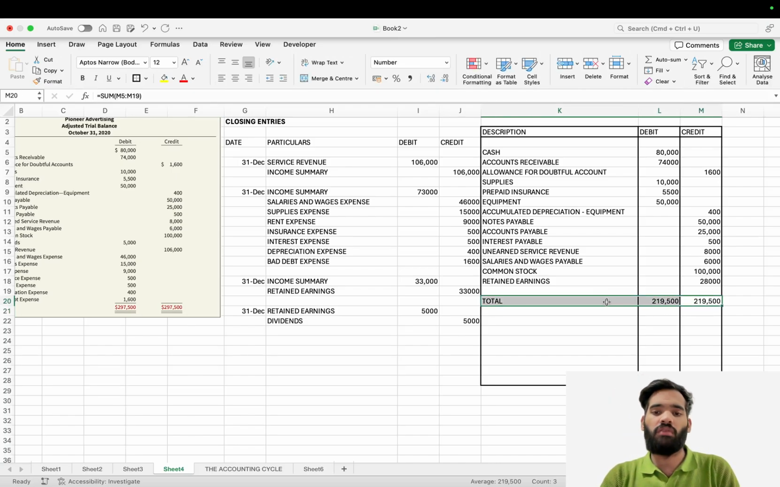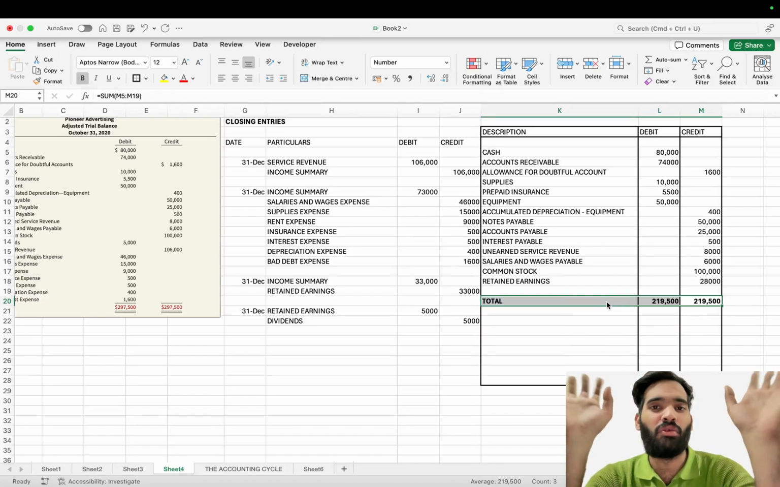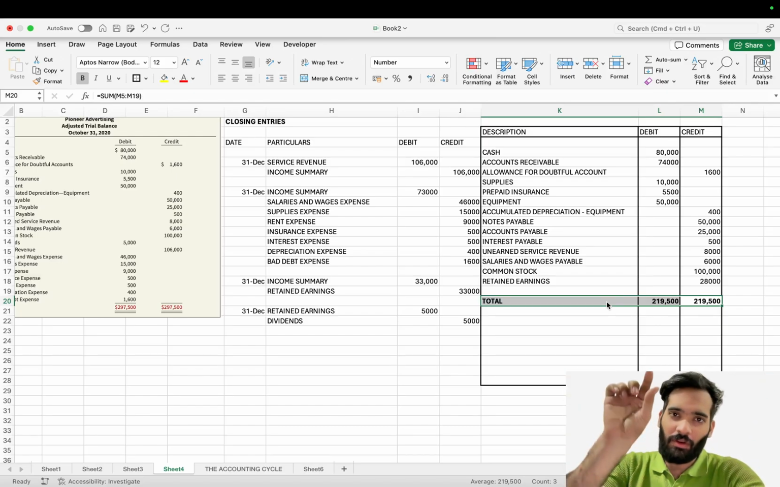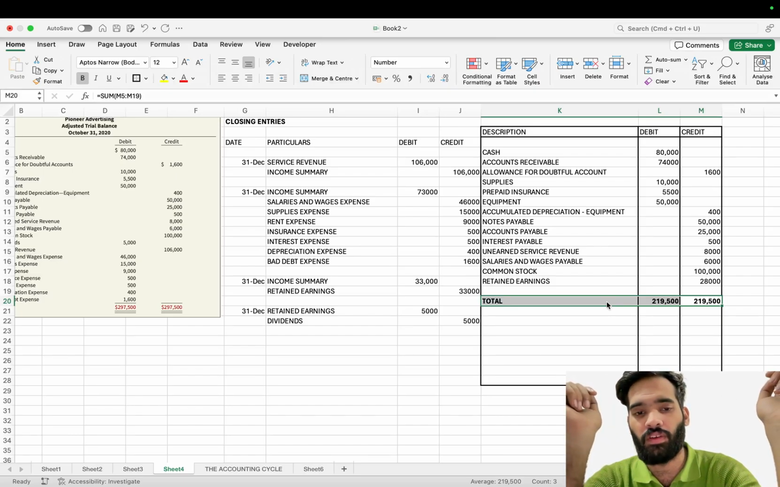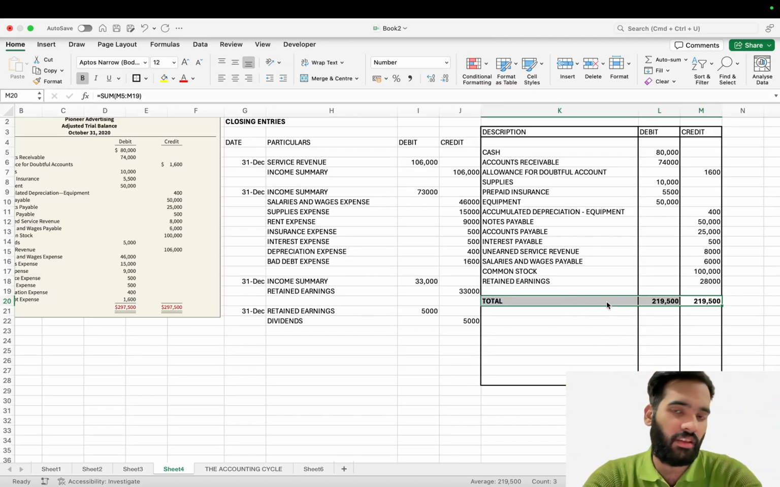I hope you saw it's very easy. It's literally just copy paste the adjusted trial balance and remove the temporary accounts. That's all we're doing, right? With the exception of course, in retained earnings you have to make a little bit of a difference. But everything else is copy paste and remove the temporary accounts. That's all that is, right?